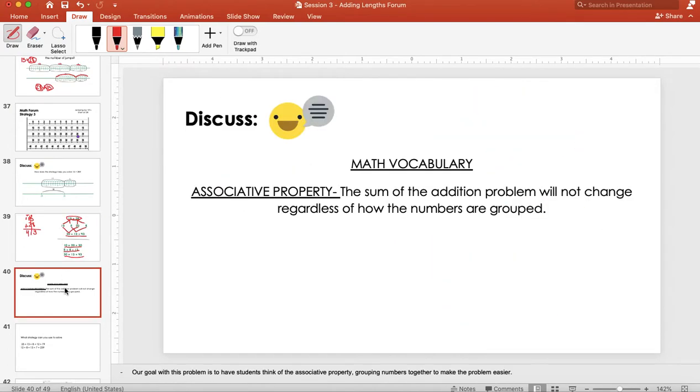Now I would like you to get out your math notebook. And we started a vocabulary page in the very last section of your math notebook.